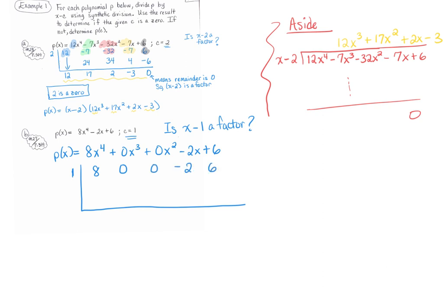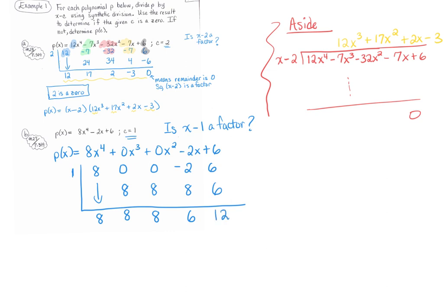Remember the process. Bring down your 8. Multiply 8 times 1. You get 8. Then add, you get 8. 8 times 1 gives you 8. Add, you get 8. Then multiply 8 times 1, you get 8. 8 minus 2, because we're adding negative 2 plus 8. That gives us 6. 6 times 1 is 6. Add 6 plus 6, we get 12.